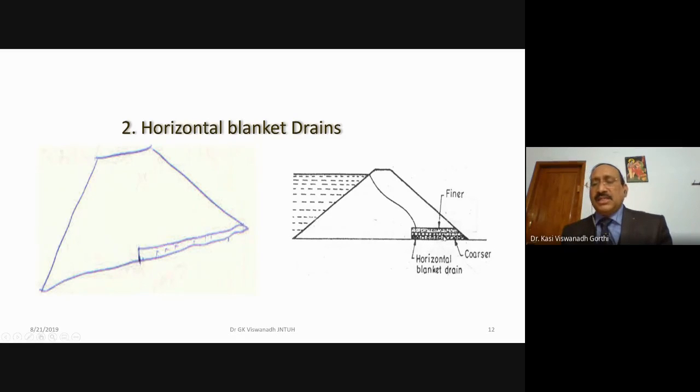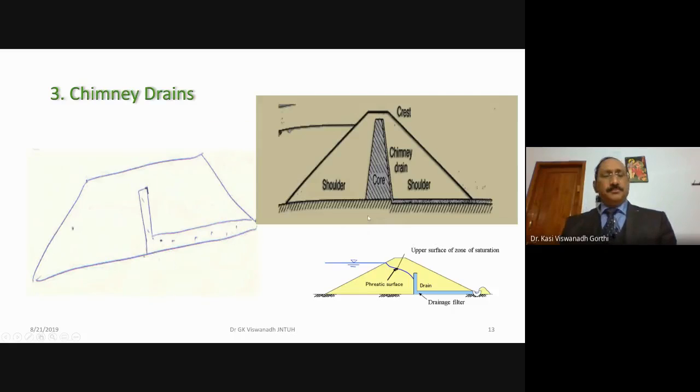Because this horizontal drainage system or filter is provided here, the seepage line, the top flow line which is starting here, is getting diverted and joining into this filter. If this filter is not provided, then what will happen? This seepage line may cut the downstream face of the dam, leading to the failure of the earth dam.